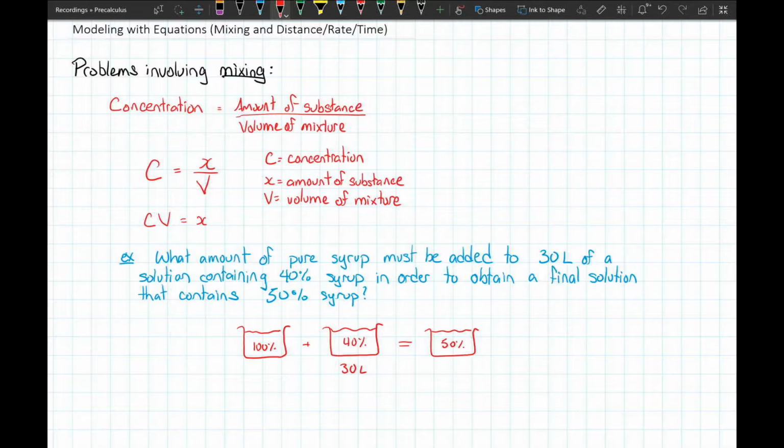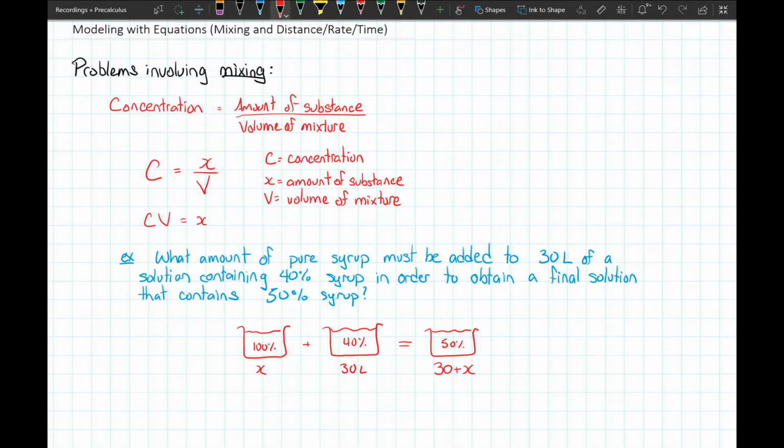Now, we don't know all of the volumes, and certainly we can't do anything with 100% plus 40% equals 50%, because that doesn't make any sense. However, we can definitely start adding up volumes. Whatever volume we are adding to 30 liters will give us the total volume. So what might be very useful here is to think, well, the unknown here is what amount of pure syrup we want. We can denote that volume as X, and in the end we'll end up with 30 liters plus X more. And that does make an equation: X plus 30 equals 30 plus X. That is definitely something that makes sense.